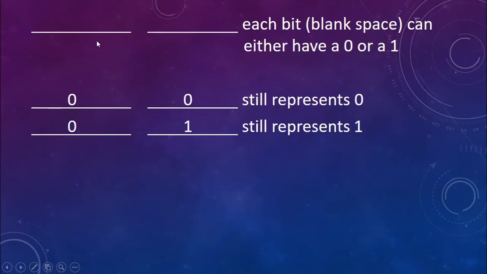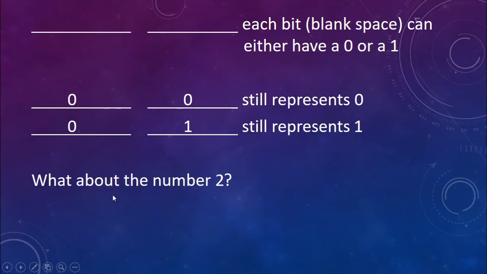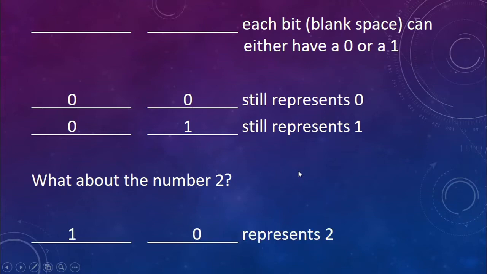Okay. So, again, we're going to have 2 blank spaces for 2 bits. And you can only have zeros or ones. So if you have 0, 0, well, that's still 0. And if you have 0, 1, that's still 1. But what about the number 2? How do you represent the number 2? Well, you would have a 1 in this bit here on the left, and you have a 0 on the bit on the right. So 1, 0. That would represent 2 in binary.